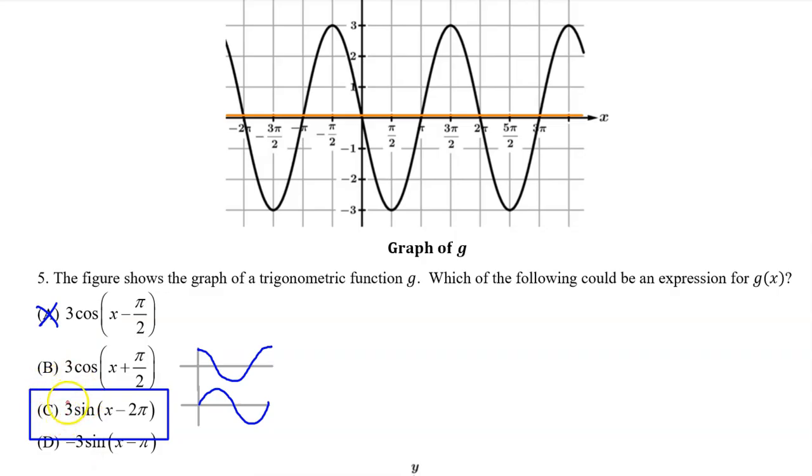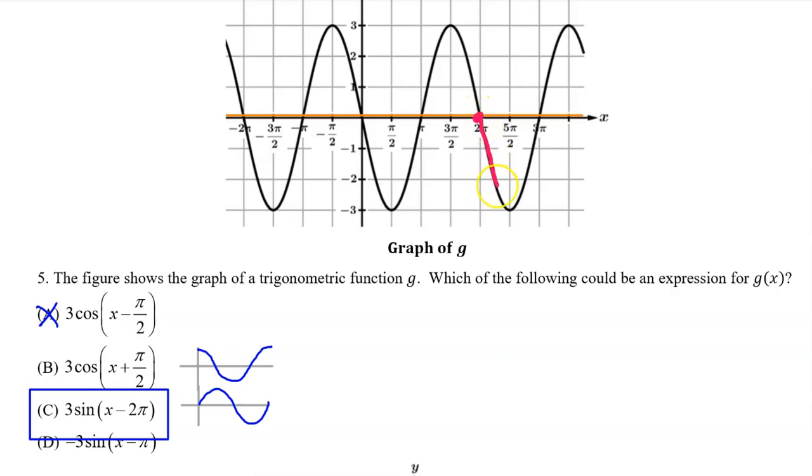Function c is a right side up sine function, so the first period should look like this. Function c has a c value of negative pi over 2. Therefore, the phase shift is positive pi over 2. So the first period of function c should begin right here at pi over 2.